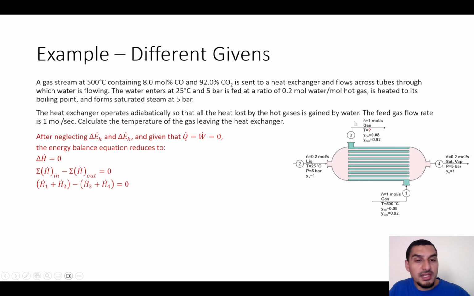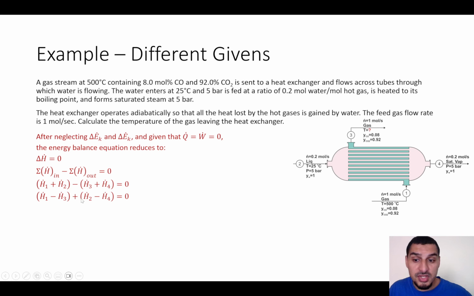We know that we can calculate delta H between 1 and 3, and we can get the data for the delta H between streams 2 and 4. So we will rearrange this equation so that we group the terms for the same components together. So we'll have H1 minus H3 plus H2 minus H4. These are the two terms here, H1 minus H3 plus H2 minus H4.